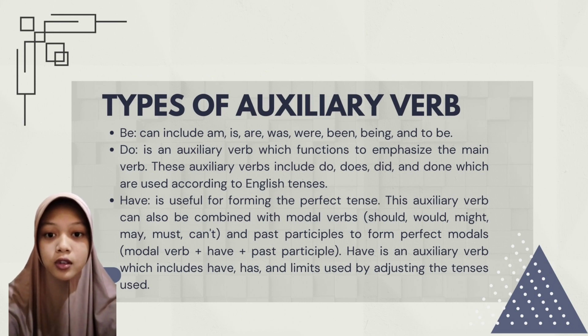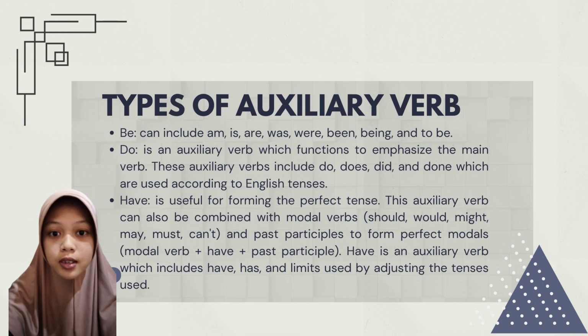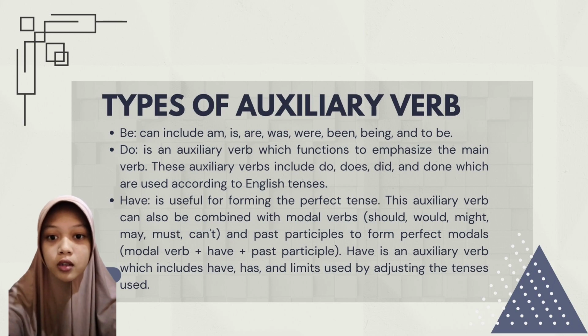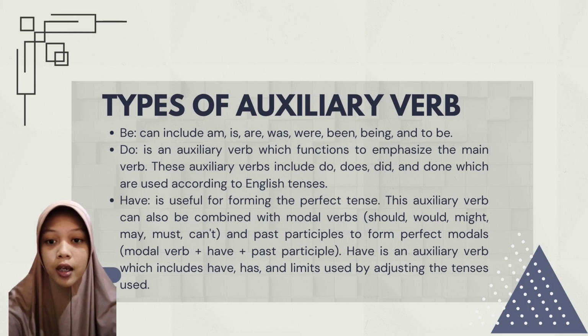Next, the types of auxiliary verb. Be can include am, is, are, was, were, been, being, and to be. Do is an auxiliary verb which functions to emphasize the main verb. This auxiliary verb includes do, does, did, and done, which are used according to English tense. And last, have is useful for forming the perfect tense. This auxiliary verb can also be combined with a modal verb and past participle to form perfect modals. Have is an auxiliary verb which includes have, has, and had, used by adjusting the tense.